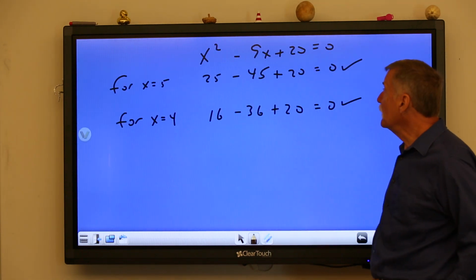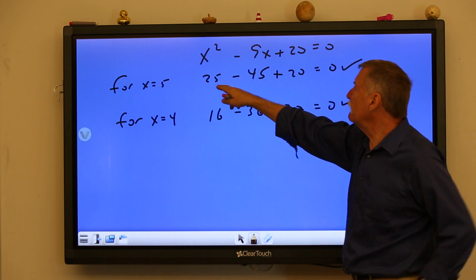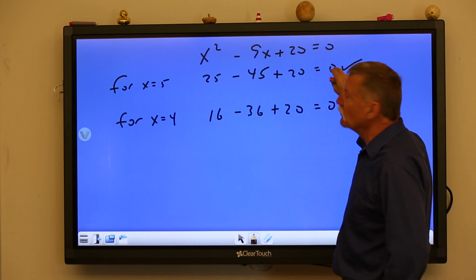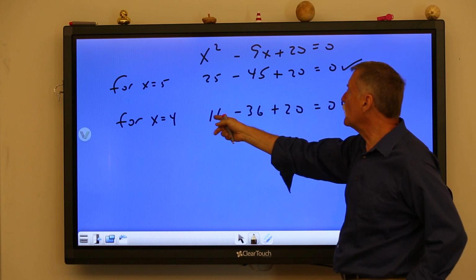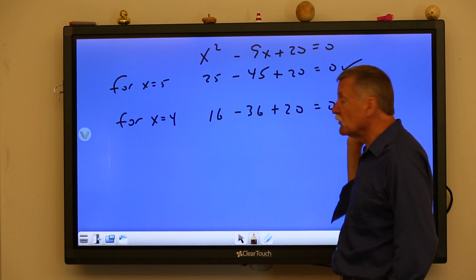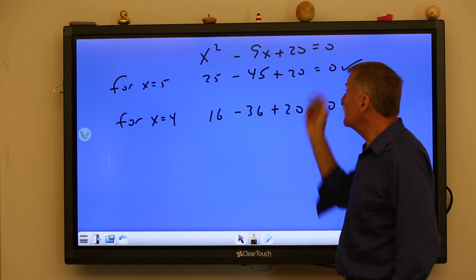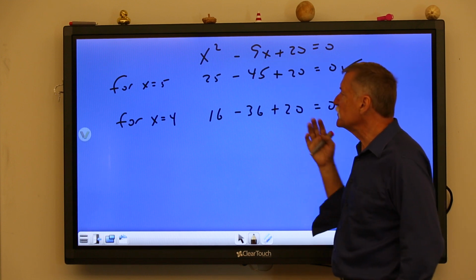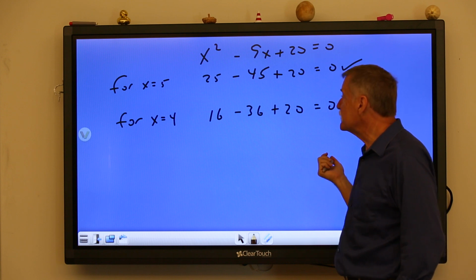All right, so let's check our work. For x equals 5, we got 25 minus 45 plus 20 equals 0. True, 5 works. For x equals 4, 16 minus 36 plus 20, 36 minus 36 equals 0. It works. So for this equation, x equals 5, x equals 4 is our answer.